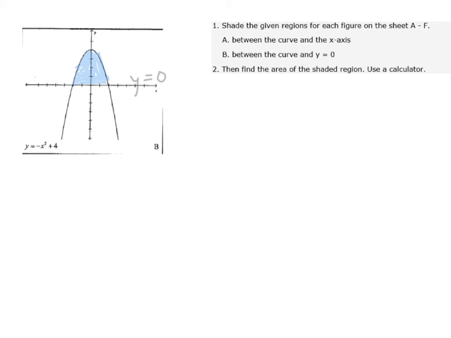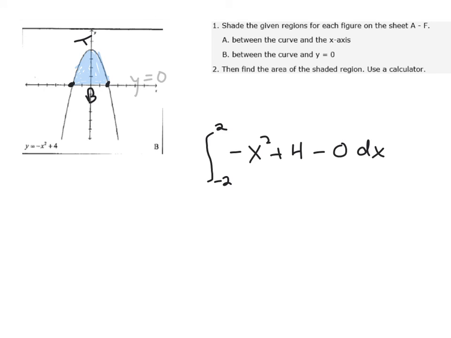Okay, and so I'm going to note that I have an intersection point here and an intersection point here. For simplicity, they gave us pretty easy points, so I'm going to go from -2 to 2. My function is negative x squared plus 4, minus 0 dx. So top, bottom, top minus bottom.